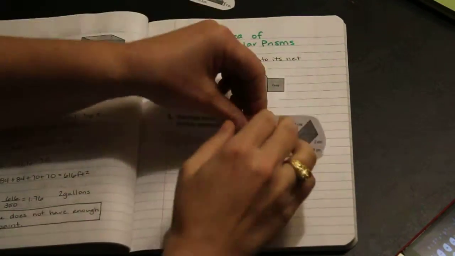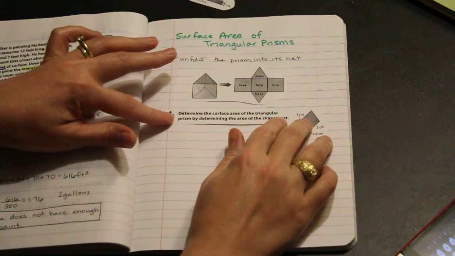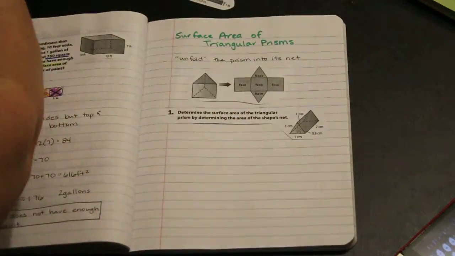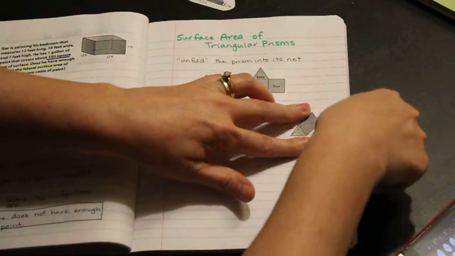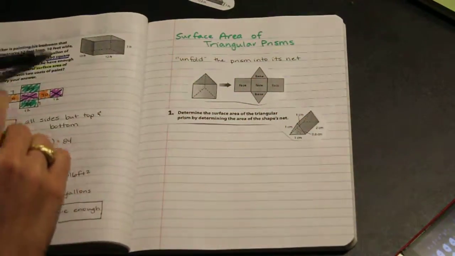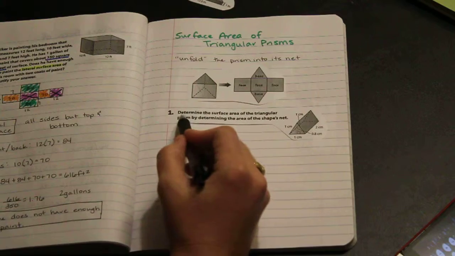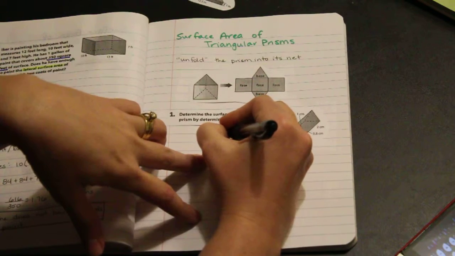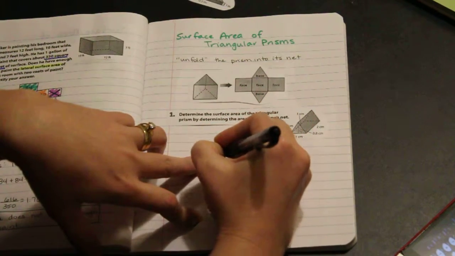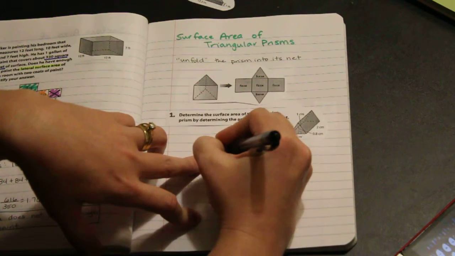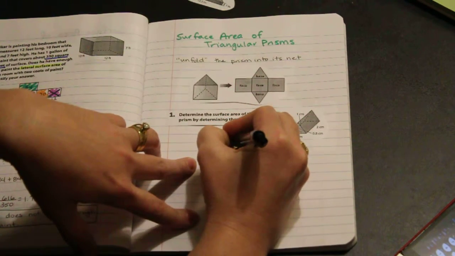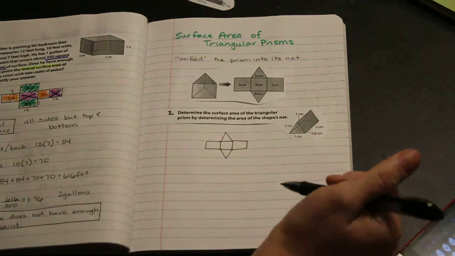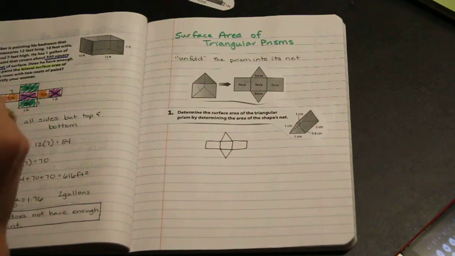Okay, so let's look at number 1. It says determine the surface area of the triangular prism by determining the area of the shape's net. Okay, so let's draw this thing. Like I told you, you're going to have 2 triangles, and then 3 rectangles. You're going to have 3 rectangles. Okay, so now let's label this.